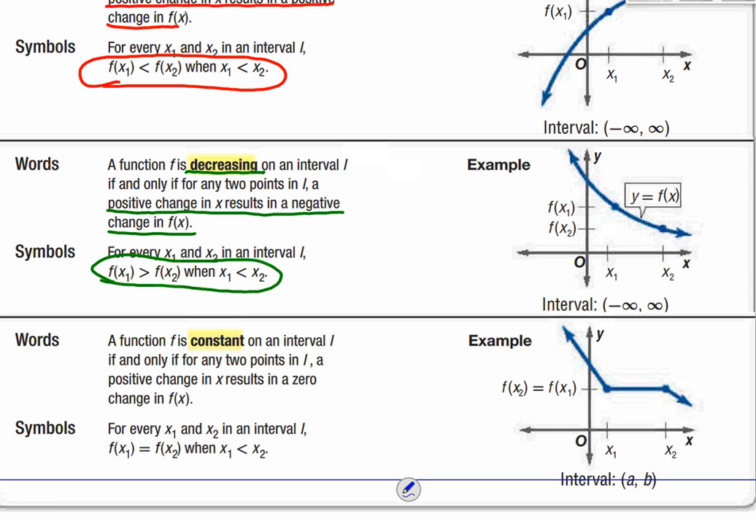And then the function is constant when there's a positive change in x that results in a 0 change of f of x. Doesn't mean f of x is 0. It just means that there is no change. So f of x1 and f of x2 are equal when x1 is less than x2.